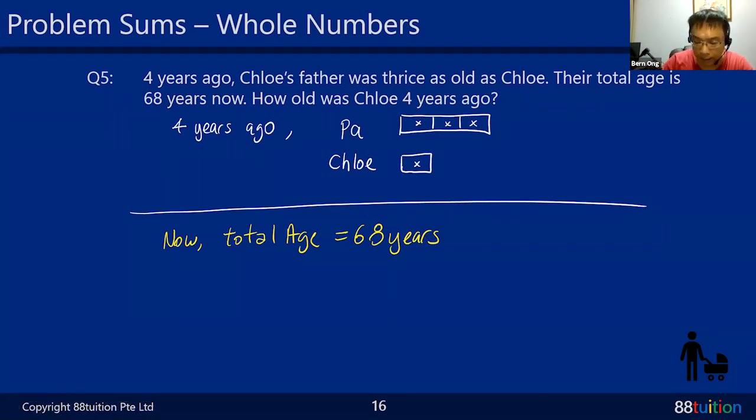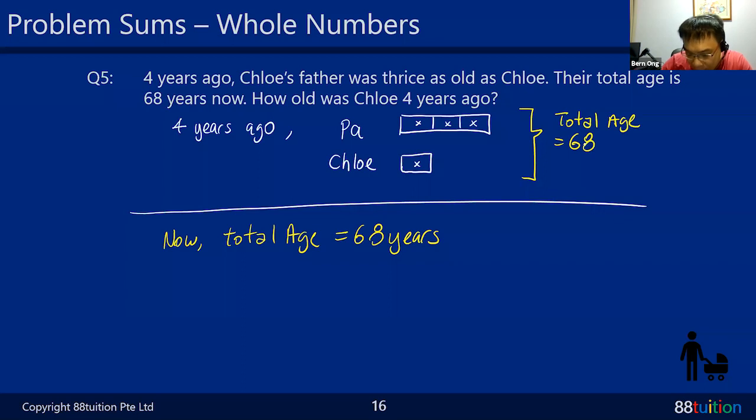Because the clue is here. The clue is here: 4 years ago. 4 years ago, right? Papa must minus 4 years. Chloe also must minus 4 years. This one you have to see. Can you see or not? Total age 4 years ago is what?